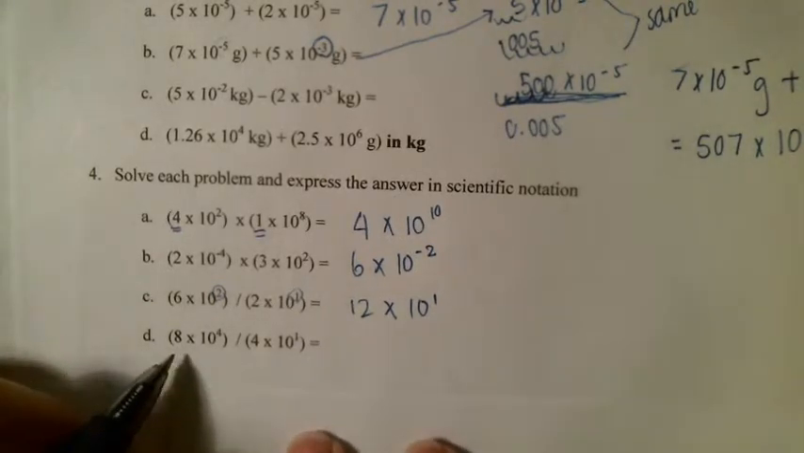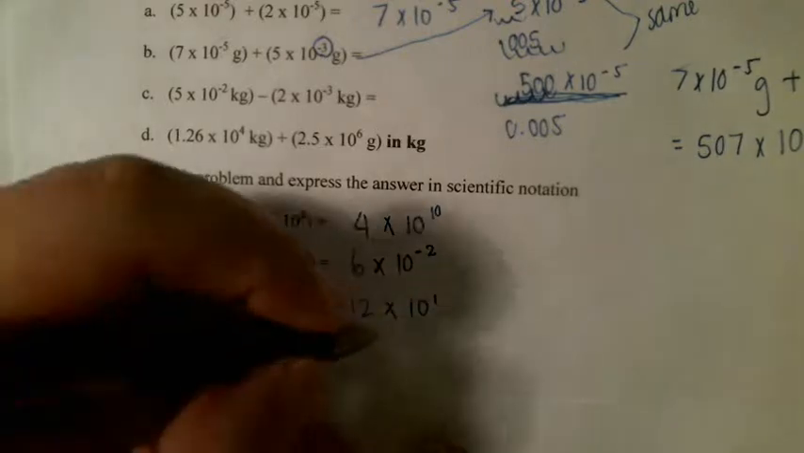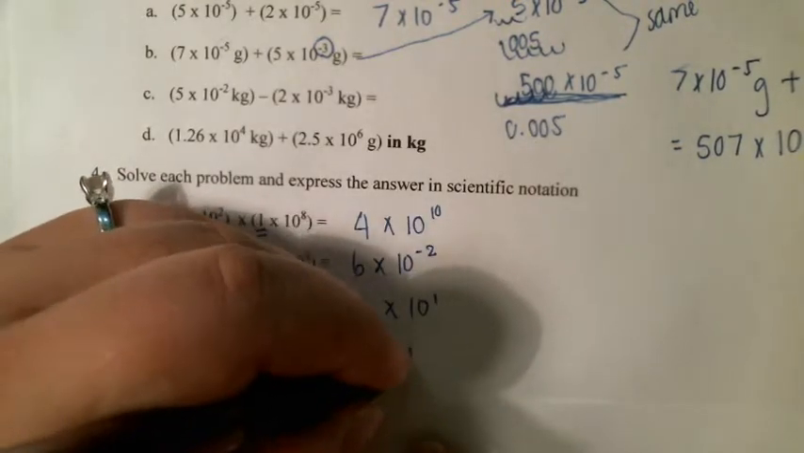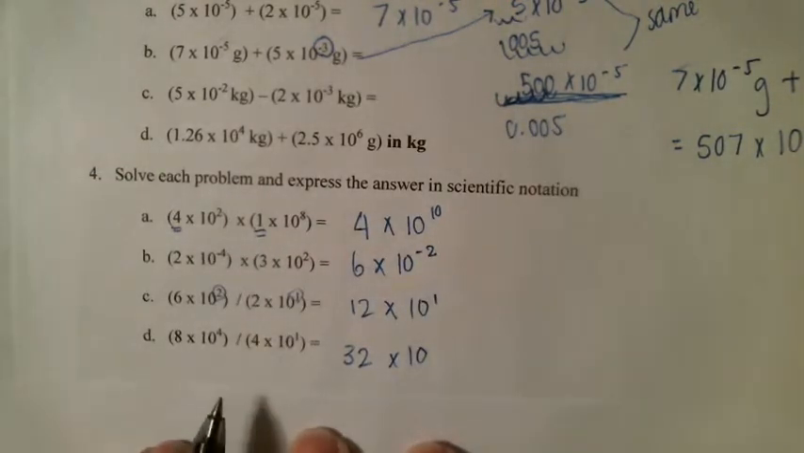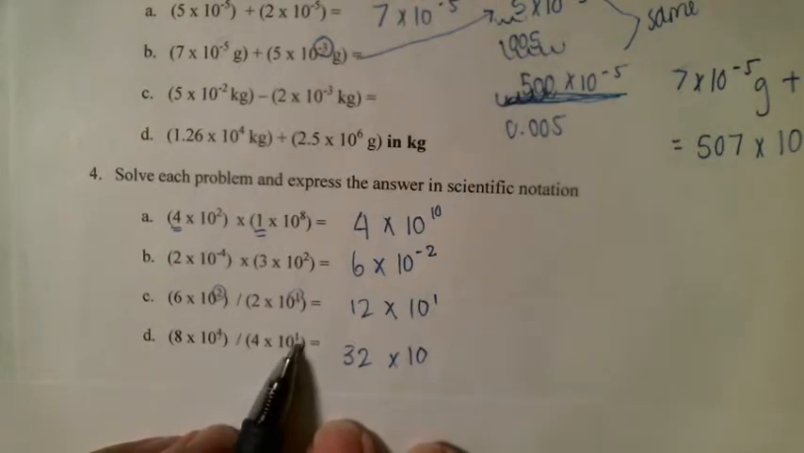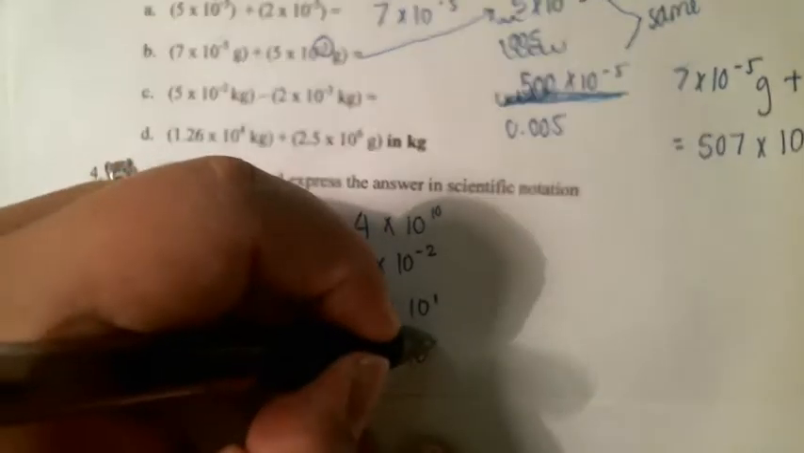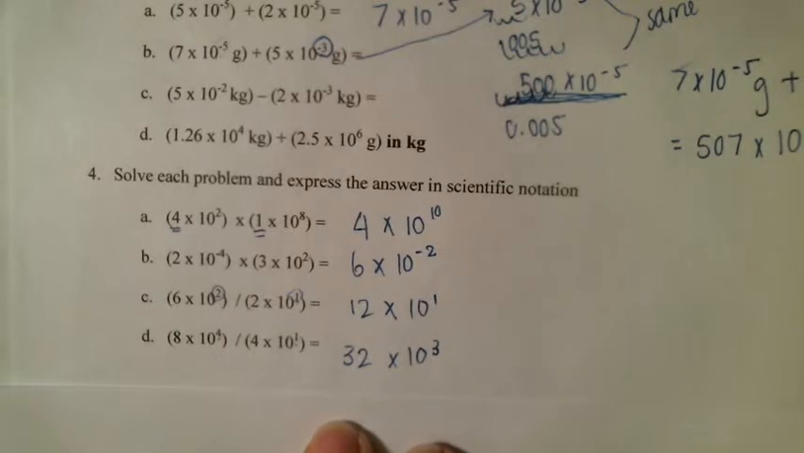Here for part D, 8 divided by 4 is 2 times 10 to the power of 4 minus 1, which equals 3. Okay.